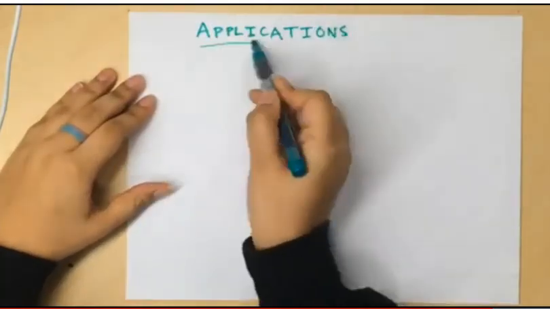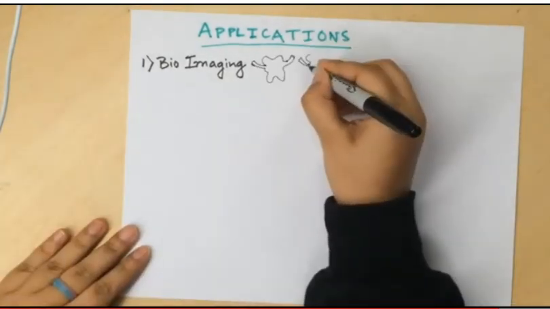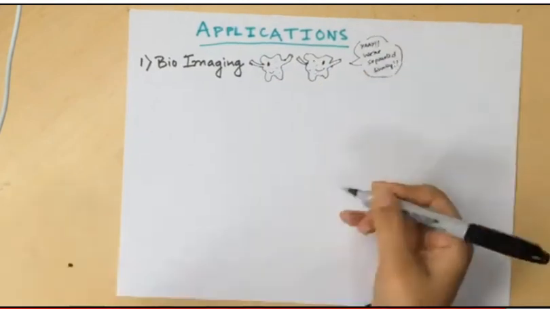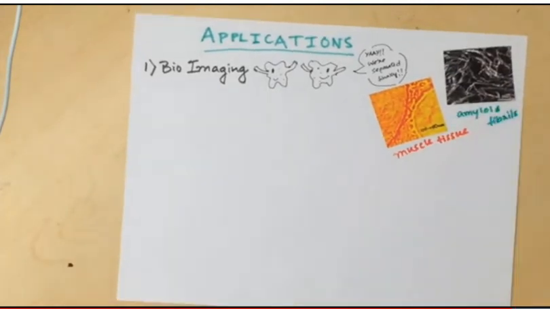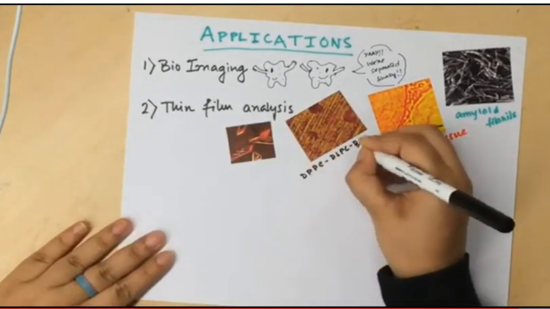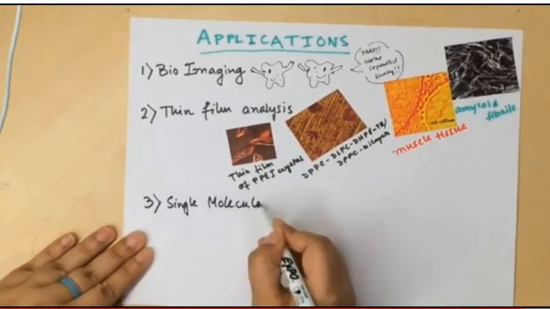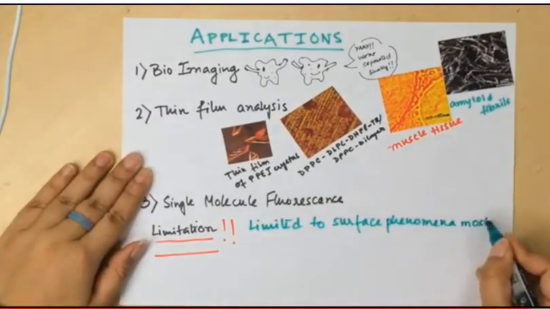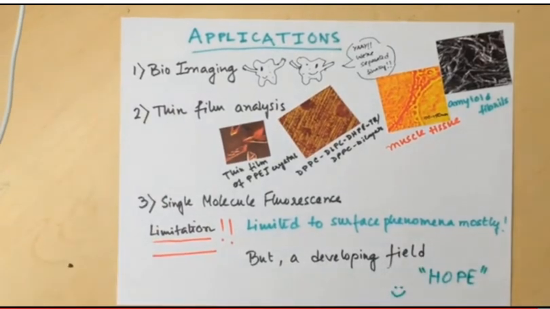Now let's talk about the applications of NSOM. The most investigated applications of NSOM are in bioimaging and thin film analysis. I've got a few images to show you. This is an image of a muscle tissue, and this is an image of amyloid fibril. Also for thin film analysis, these are images of a polymer bilayer, and this is an image of a thin film of PPEI crystal. NSOM is also being applied in single molecule fluorescence imaging. One of the limitations of NSOM is that it is limited to studying surface phenomena only. But this field is developing, so we have hope.